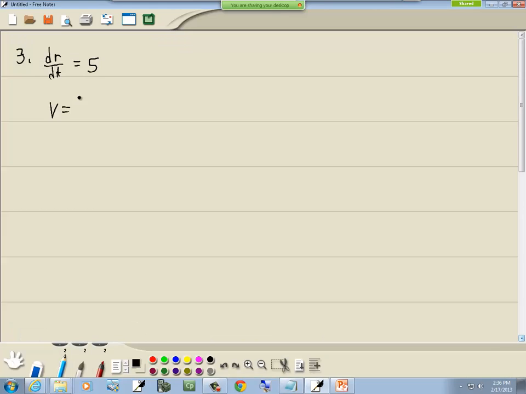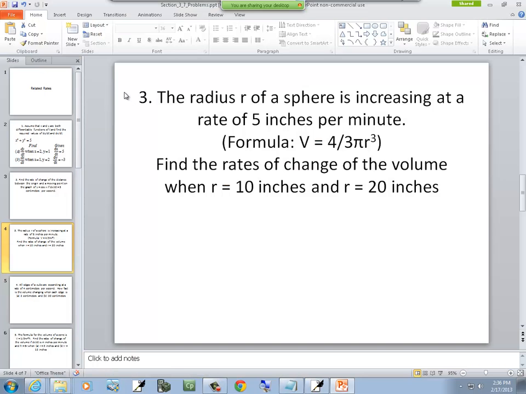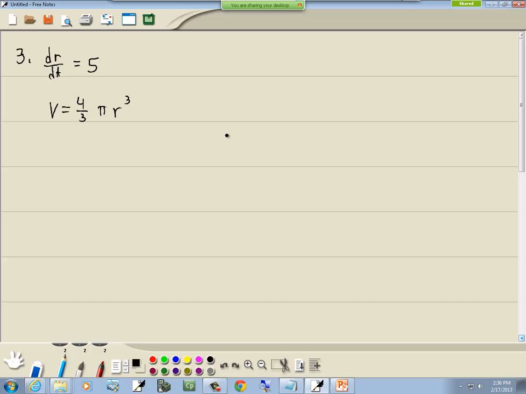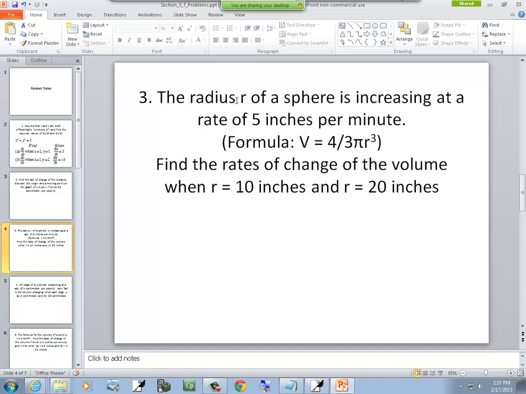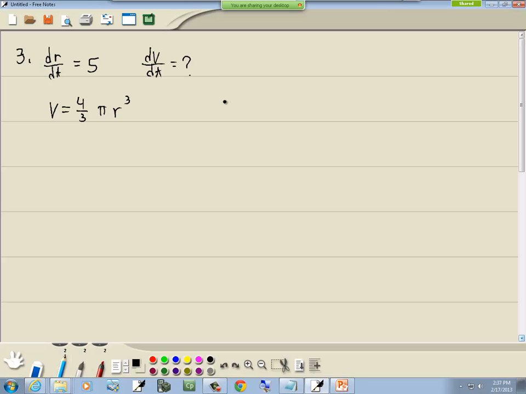V is equal to 4/3 pi r to the third. It says find the rates of change of the volume. So they're wondering the rate of change of the volume. dV over dt is equal to something. When r is equal to 10 and r is equal to 20. We'll come back to that.